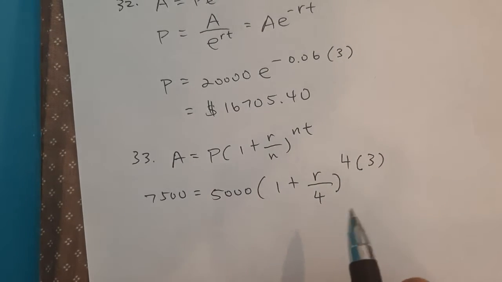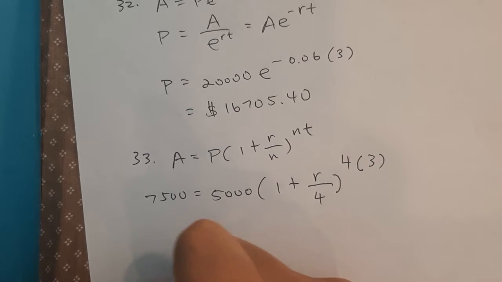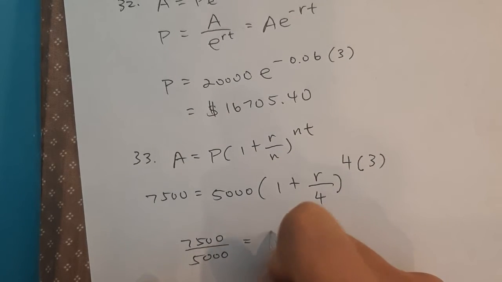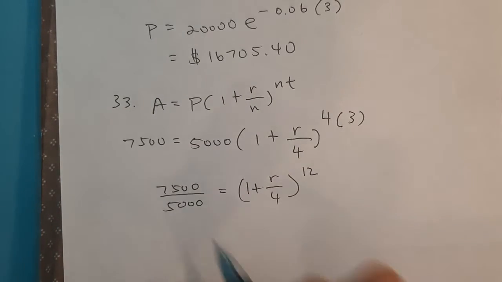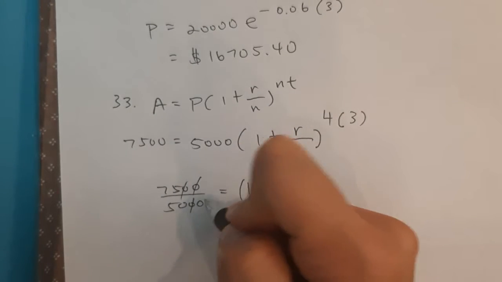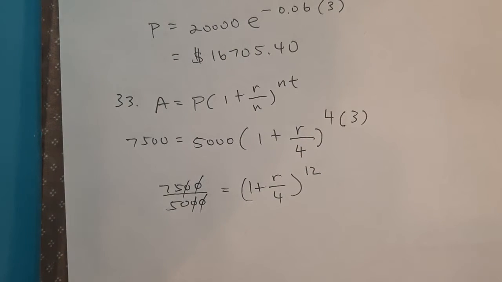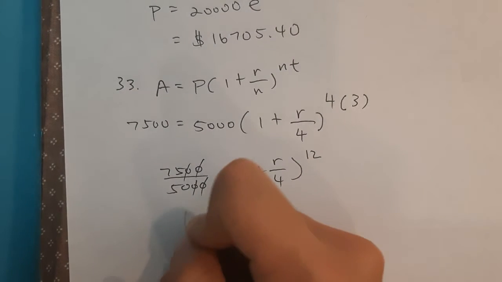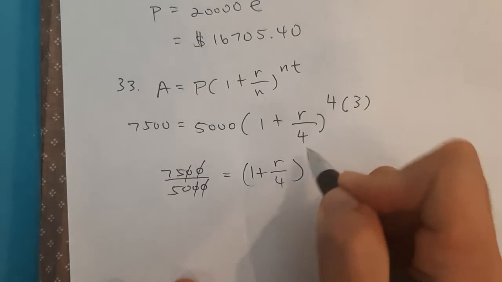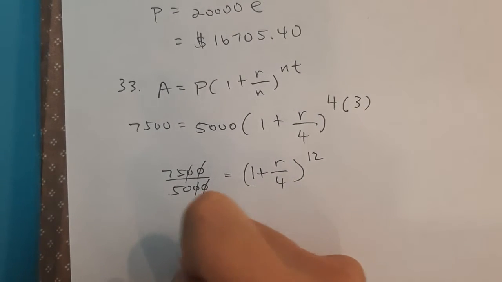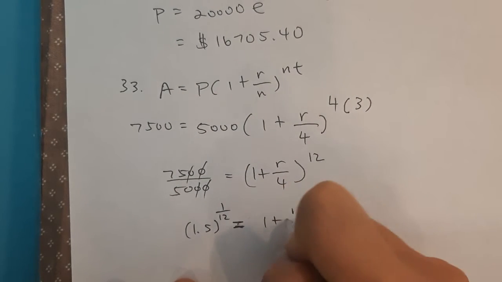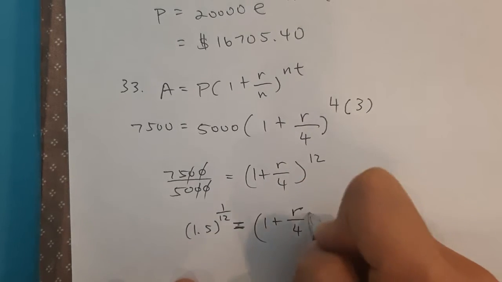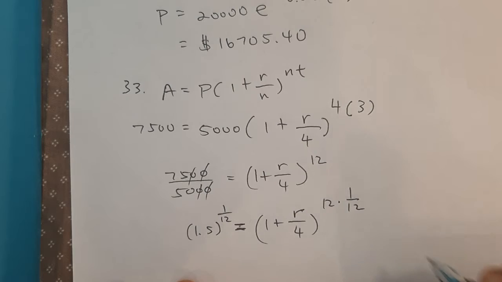So if you divide by 5,000, we got 7,500 over 5,000 equals (1 plus r over 4) to the power 12. So this will simplify. 75 over 50, that is going to be 1.5. So how can we get rid of this 12? Well, we take 1.5 and then we're going to take it to the 1 over 12 on both sides. So we have 1 plus r over 4, this is to the 12, and then we take it to the 1 over 12.